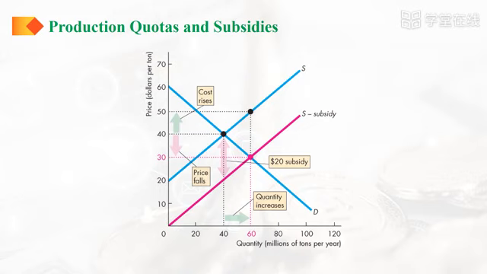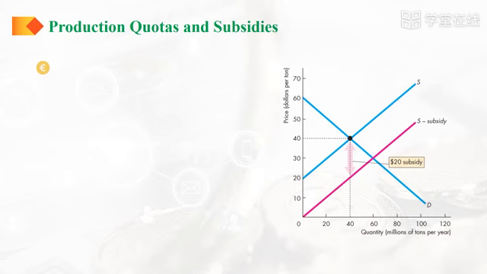To determine the position of the new supply curve, we subtract the subsidy from the farmer's minimum supply price. In figure 6.12, with no subsidy, farmers are willing to offer 40 million tons a year at a price of $40 a ton. With a subsidy of $20 a ton, they will offer 40 million tons a year if the price is as low as $20 a ton. The supply curve shifts to the red curve labeled as subsidy.